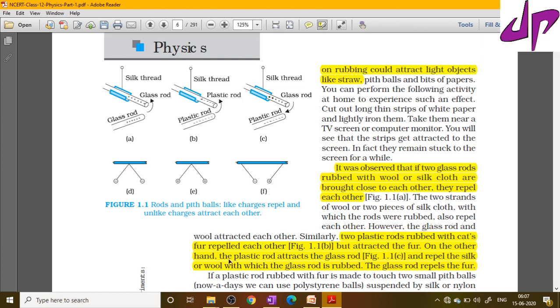On the other hand, the plastic rod attracts the glass rod and repels the silk or wool with which the glass rod is rubbed. So finally, like charges repel and unlike charges attract each other. Correction: like charges repel each other, unlike charges attract each other.